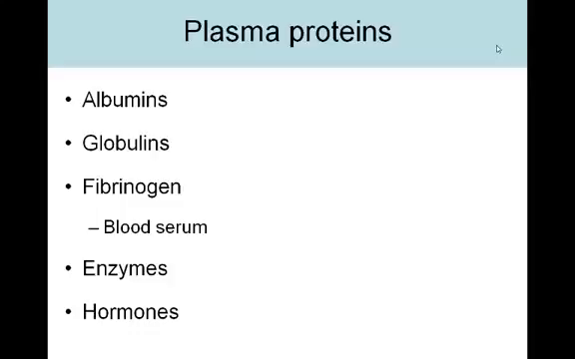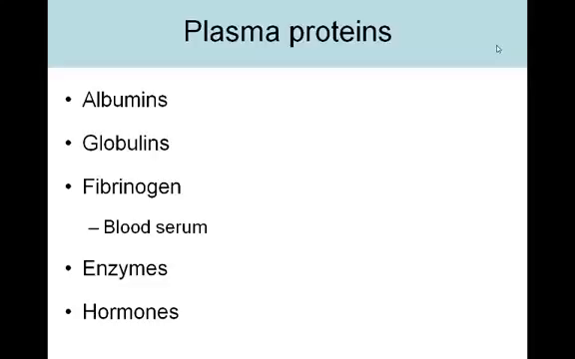Fibrinogen is a plasma protein that's important for blood clotting. When you break a blood vessel, the fibrinogen is actually converted into something called fibrin. And fibrin is this really stringy, sticky protein that forms a mesh network at the area of your broken blood vessel, and it traps a bunch of stuff in it, forming a clot so that all your blood doesn't leak out through that broken blood vessel.